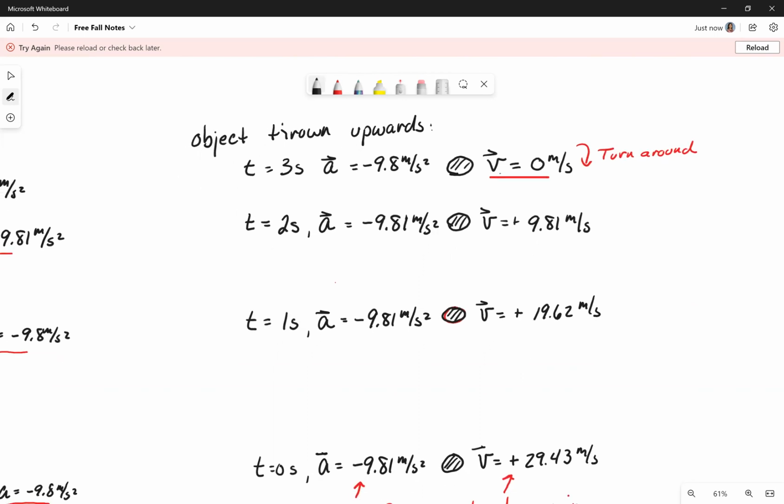So an object thrown upwards travels up and up until it reaches a velocity of 0. So it moves up until velocity equals 0. The velocity going upwards equals 0.